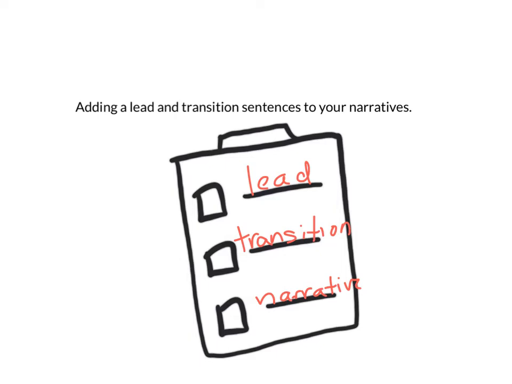So if you look at this little checkbox, we're going to start with a lead, which is usually the first 1 or 2 sentences of our introduction. A transition is a sentence or two that will connect the lead to the body of what you're writing. And then the narrative is what we've already started. That's our 144 words.